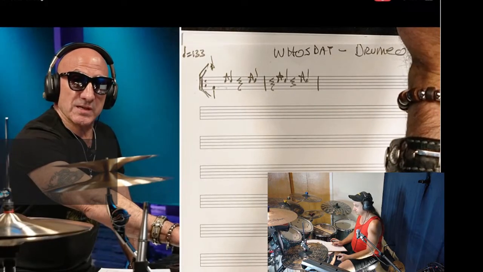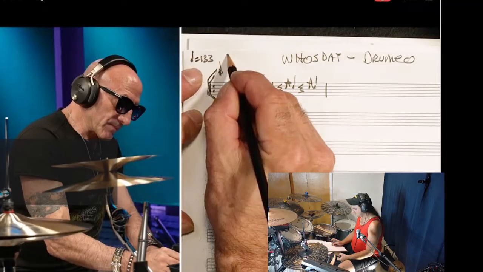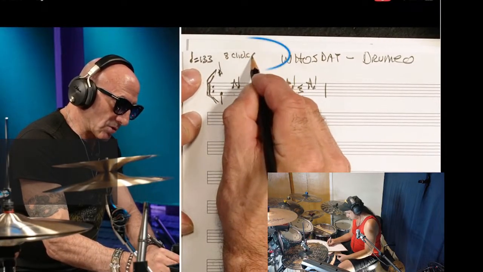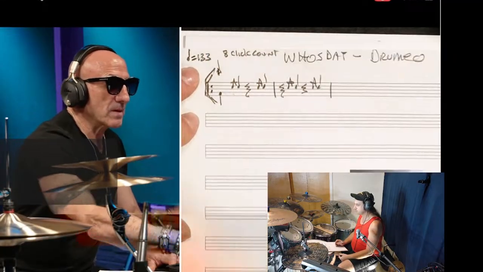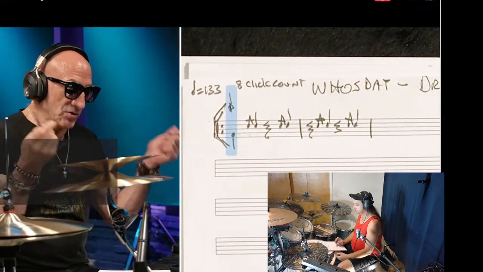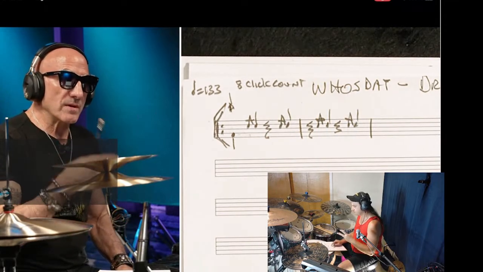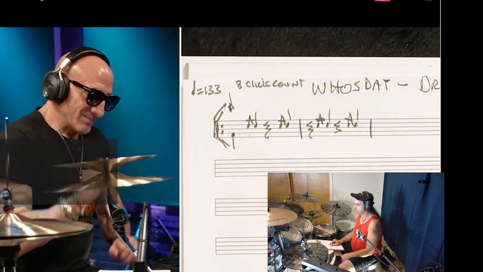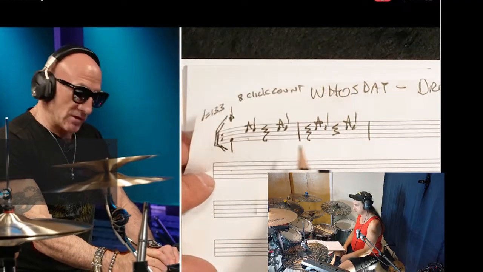There'll be 8 clicks as the count off. So sometimes I'll write on the paper 8 click count off, or I'll just put count, so I know it's 8 clicks. 2, 3, 4, 5, 6, 7, 8. Crash. 1, 2, 3, 4.